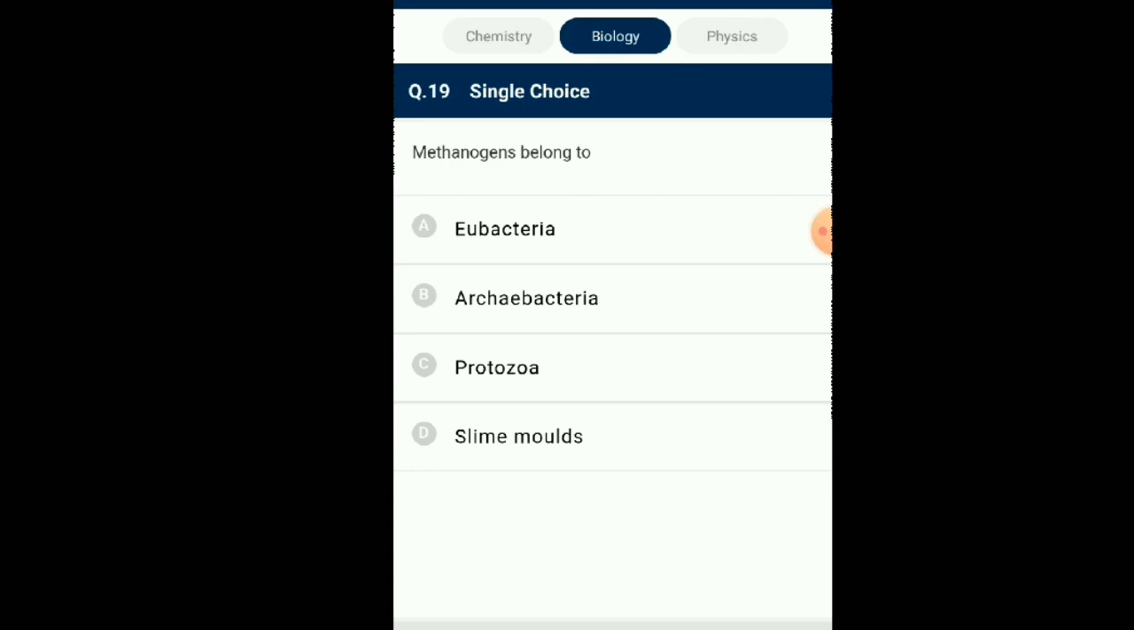They are abundantly found in the cattle yard because they are present in the excreta of cattle. So the answer for this question is option B, Archaebacteria.